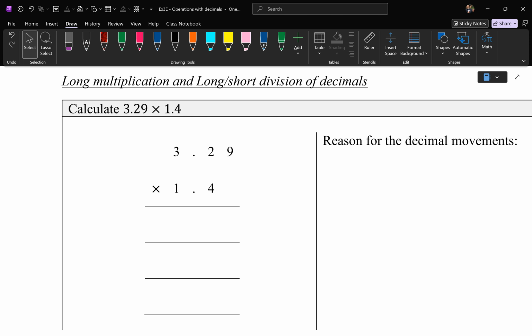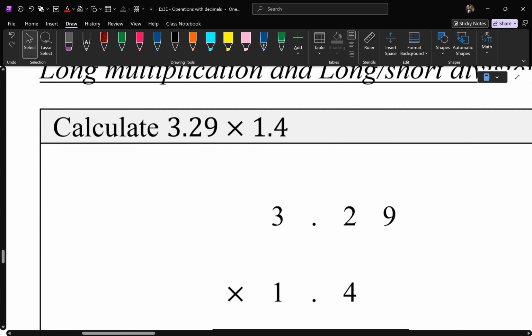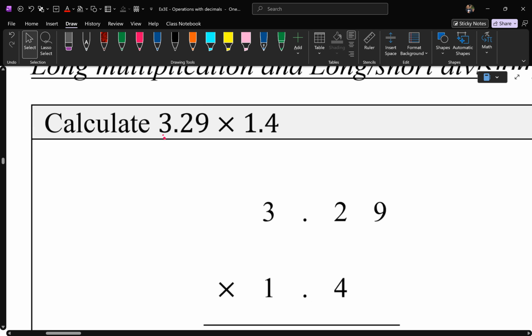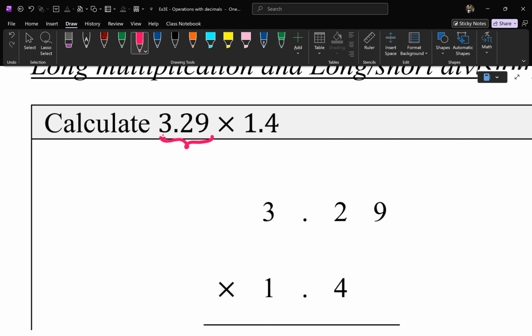So what we do instead, we say, let's change it to something that we know. See that 3.29? That's not something I know. It's not a whole number. So what I'm going to do is I'm going to convert it to a whole number. So how do I do that? Decimal point is right here. That makes 3 a 1. But if I can move the decimal point over here, that makes it a whole number. It becomes 329.